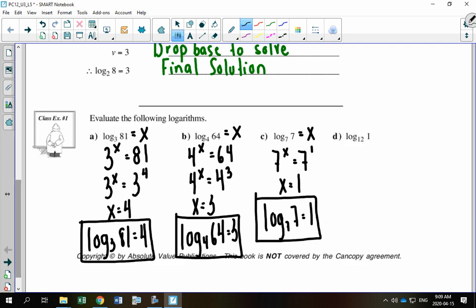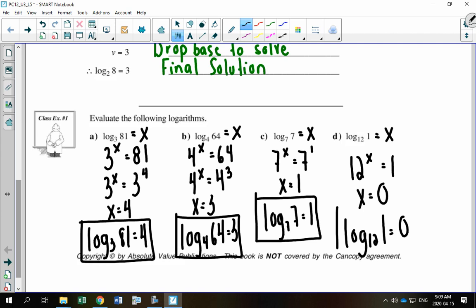And the last one here, same thing, equal to x. So 12 to the power of x is equal to 1. In order for anything to be equal to 1, remember that exponent needs to be 0. So 12 to the power of 0 is 1. So therefore, log base 12 of 1 is 0. Okay, first example there.